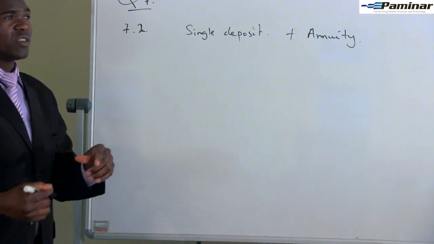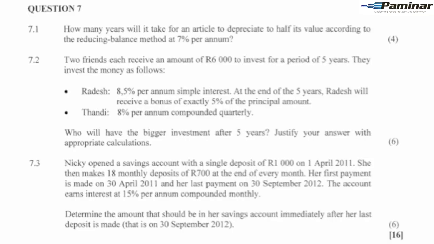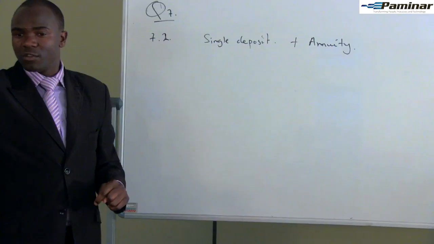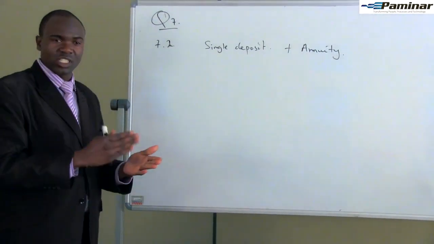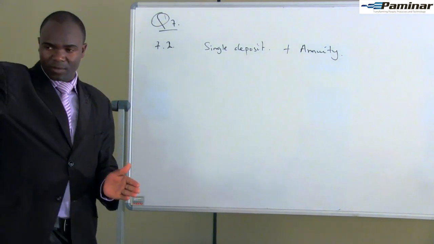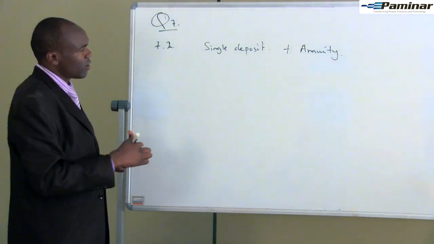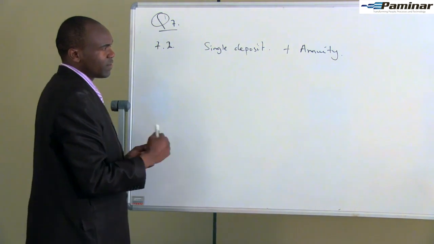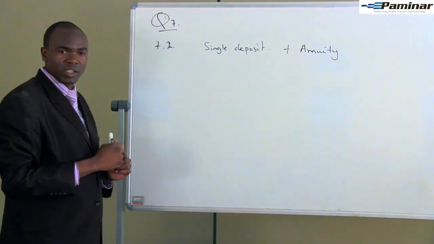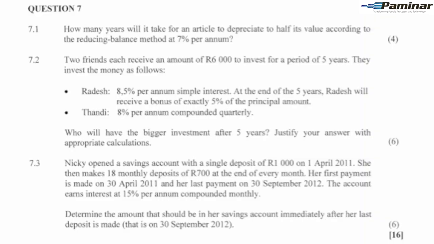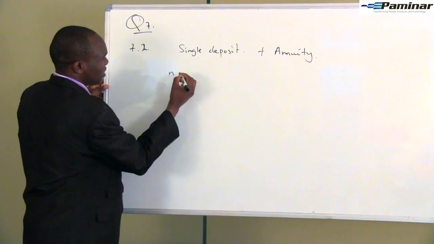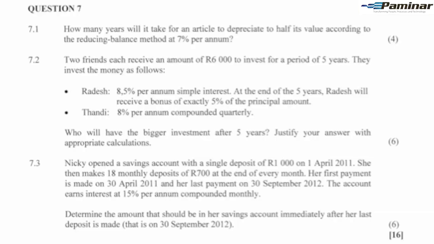But remember, we say determine the amount that should be in your savings account immediately after the last deposit is made. So we are looking at future value, because she's making payments so that she will use it. Now let's look at the single deposit first, and then the annuity of 700 Rand every month. We are told that it is 18 months, so our N is 18.